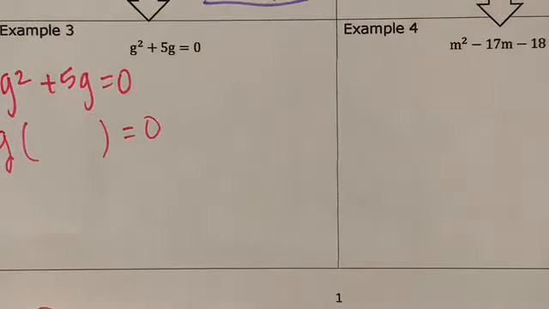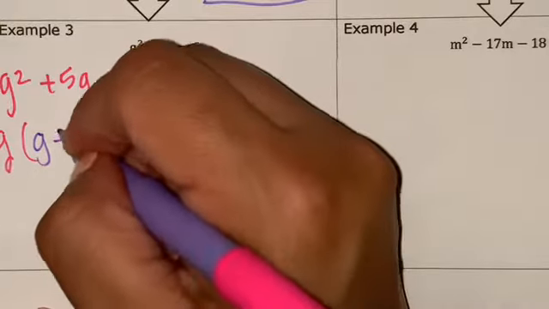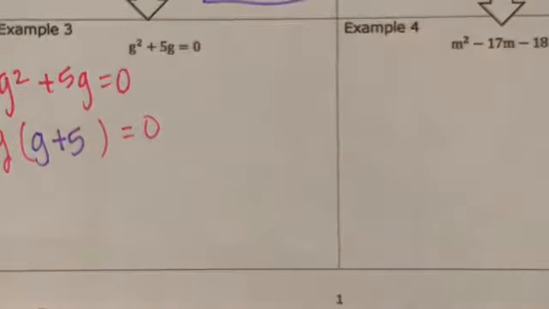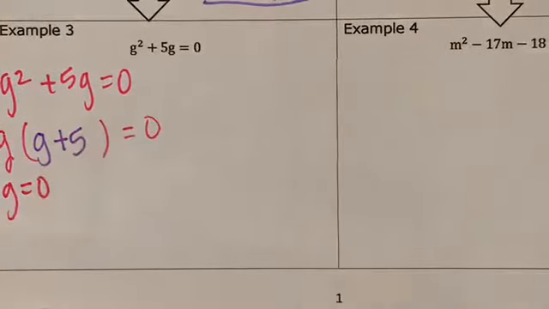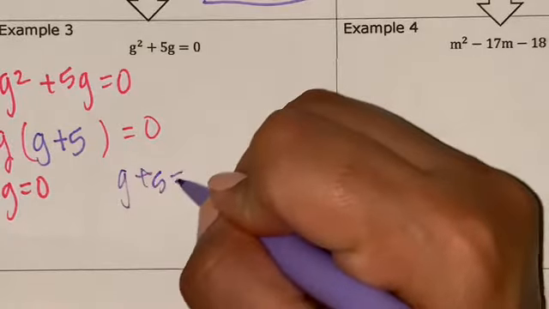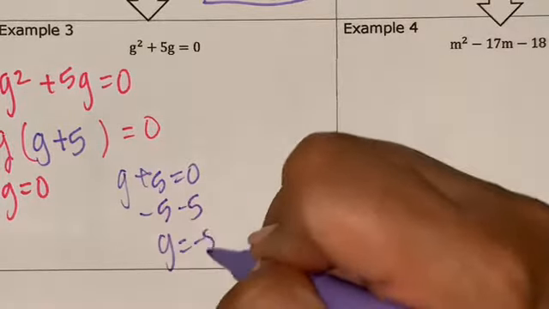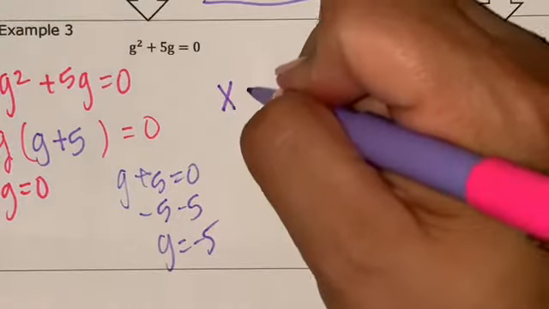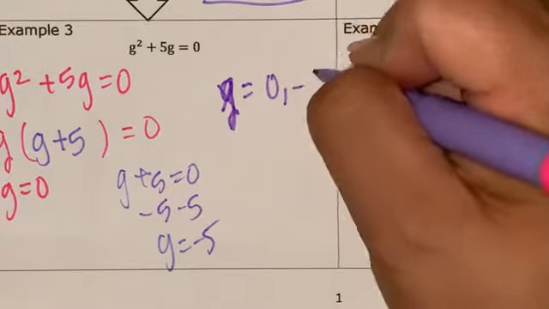So g squared divided by g is g. 5g divided by g is plus 5. And then we're going to make our sets, our new equations: g equals 0, g plus 5 equals 0. And minus 5, g equals negative 5. Our solution is g equals 0, comma, negative 5.